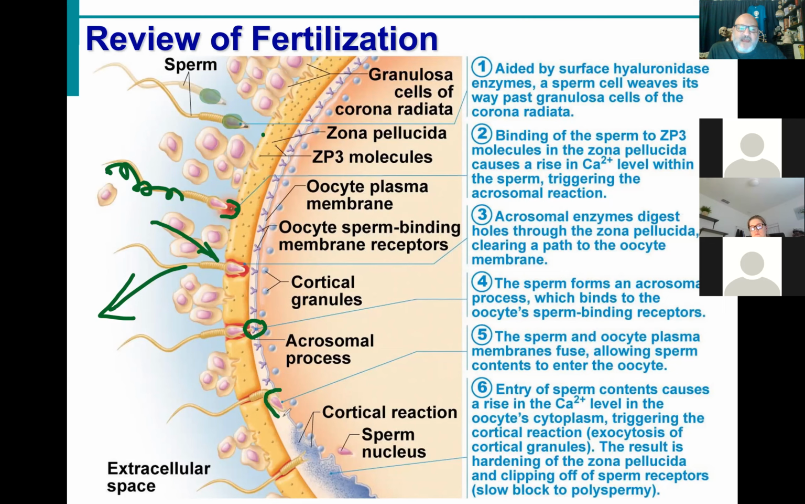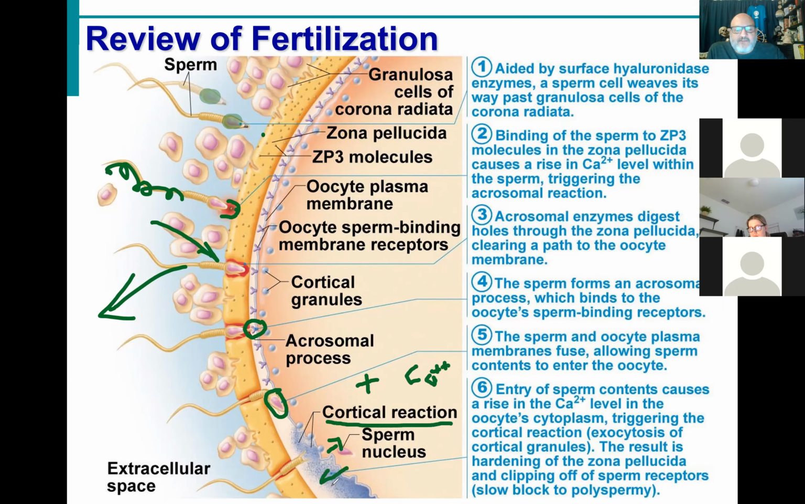Notice the head does not actually penetrate the secondary oocyte. It attaches to the surface. Then the egg is active in endocytosing the head of the sperm. As that does it, we get our fast and our slow block. First, we get the big depolarization. That big depolarization leads to the release of calcium. And that release of calcium leads to the slow block, or remember what we said was the cortical reaction.